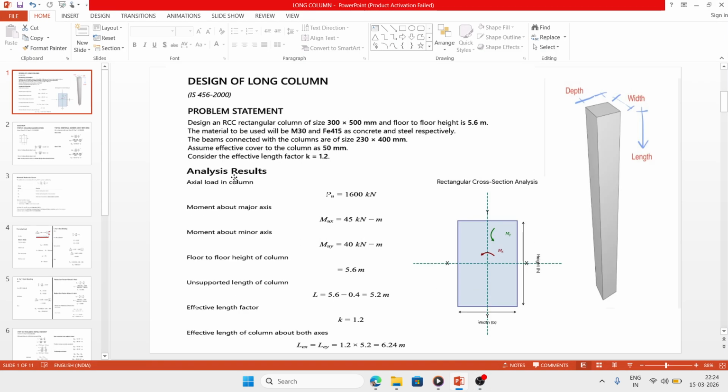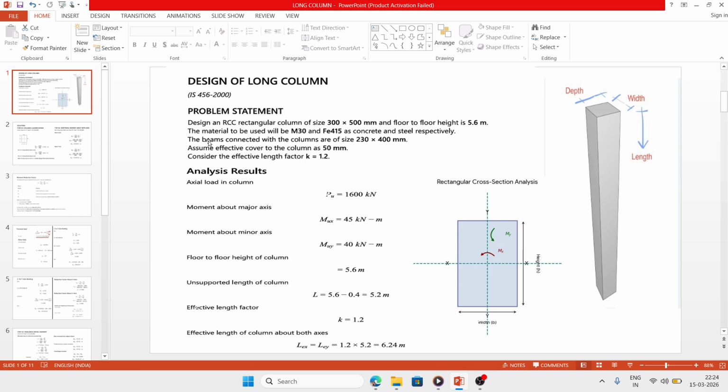Hello friend, today I'm going to design a long column. The problem statement is: design an RCC rectangular column of size 300 cross 500 mm, with a floor to floor height of 5.6 meter. The material used is M30 grade concrete and the grade of steel is Fe415.